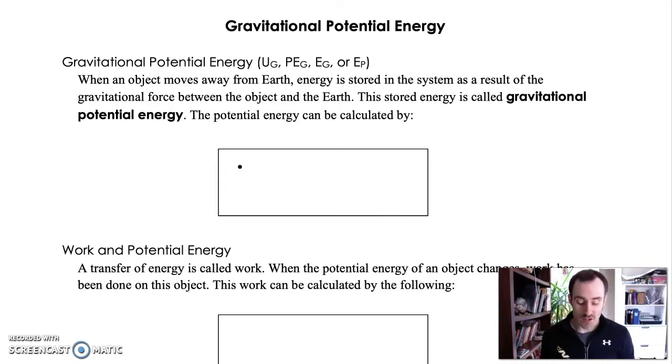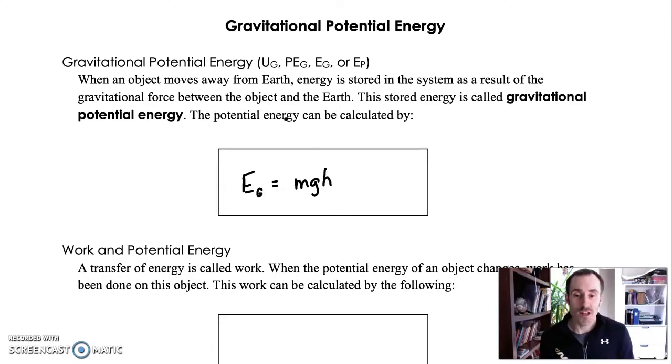Okay, and so the formula that we have for gravitational potential energy, we are going to use E sub G. Gravitational potential energy is equal to mass times 9.8, acceleration of gravity, times height above the surface of the Earth.